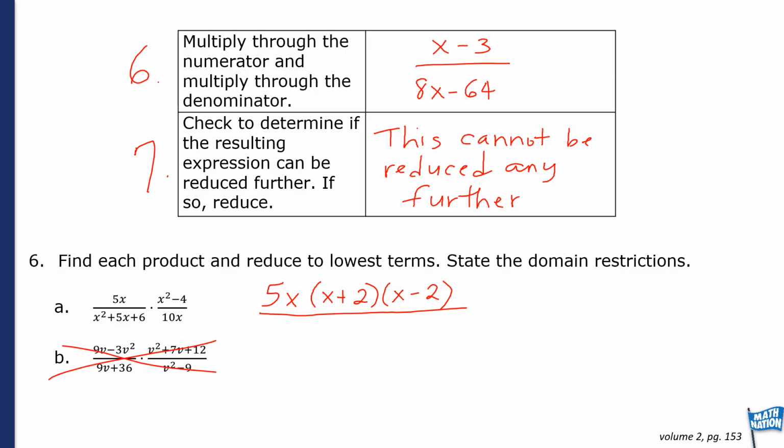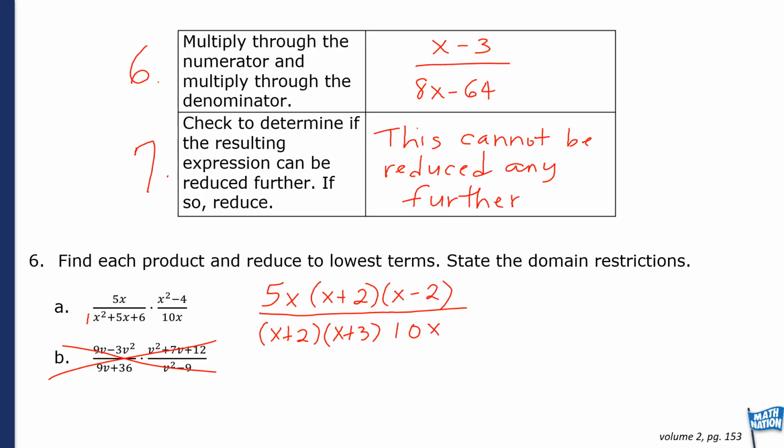So for the denominator, we have x squared plus 5x plus 6. Let's see, we can factor that. So take my a, which is 1, multiply it to my c, which is 6. And that's 6 times 1, which is 6. And find factors of 6. When we multiply them, we get 6. When we add them, we get 5. So that would be 3 and 2. So here we have x plus 2 times x plus 3. And then our 10x can't be factored any further.